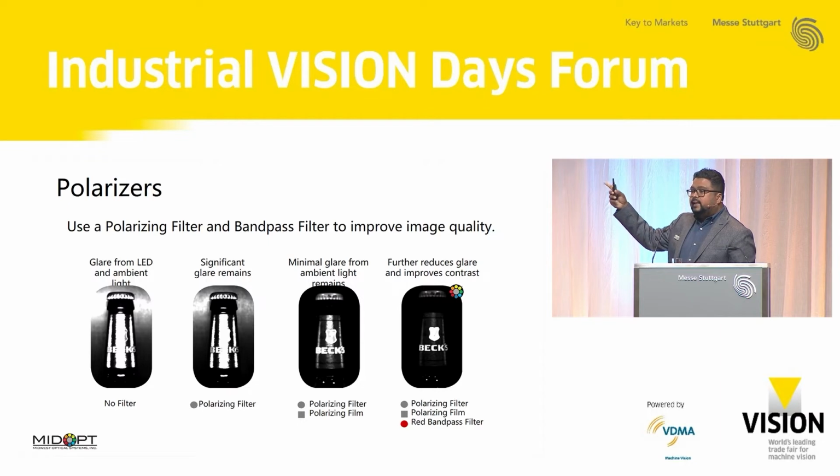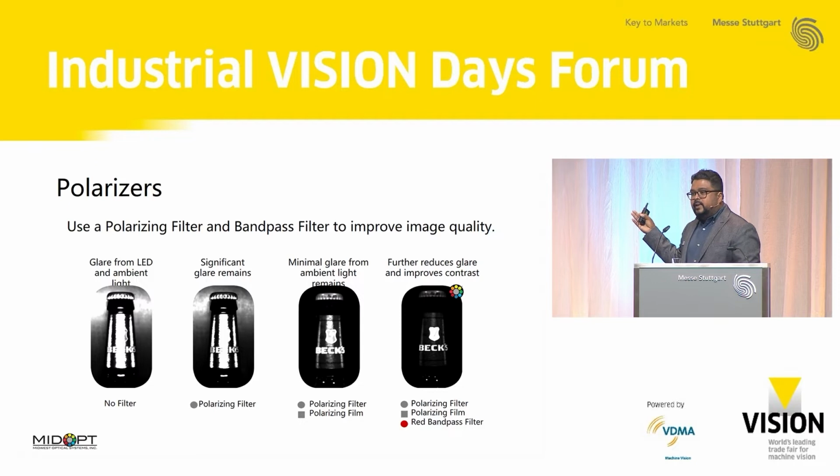So you can see the first image that has no filter. You can see that it's very shiny, it's very difficult to read. Then we add a polarizing filter to the lens, and you can see that there's not much difference. But in the third image, when we add that polarizing filter to the lens and to the light source, you can see the drastic reduction in glare.